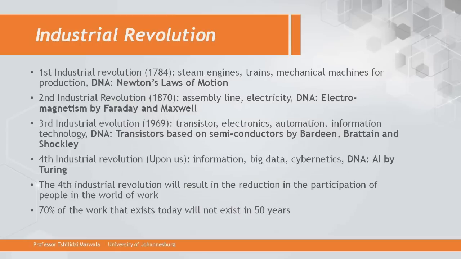And why did it happen there? Of course, it gave us steam engines, trains, mechanical machines for production. I think its DNA was Newton's laws of motion, because from that moment we were able to predict how things are going to move. And if we're able to do that, then we can design things. Of course, it was not just that, the DNA was actually Newton's laws of motion. That's my thinking.